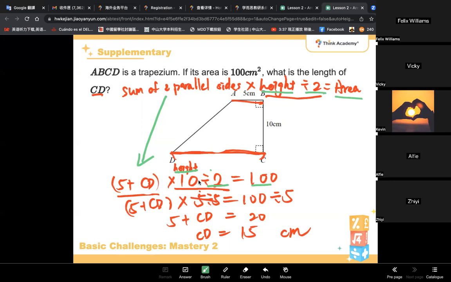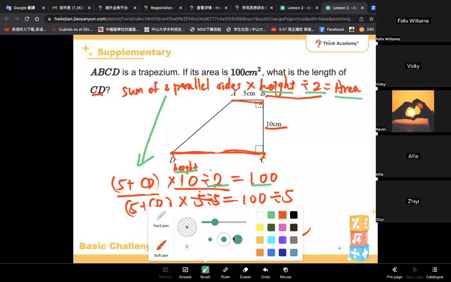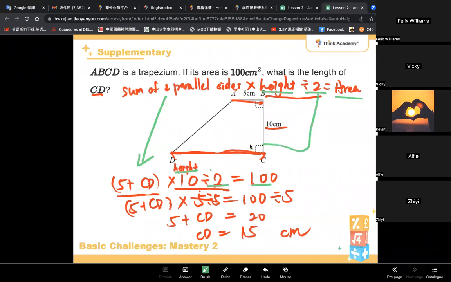Or you have to use 10 divided by 2, because we have here the 10. Do you agree with me that 10 is the height? And where do you get 2? In our formula. Right? Now you get it? Okay. You can try to do it by yourself again and think of it.